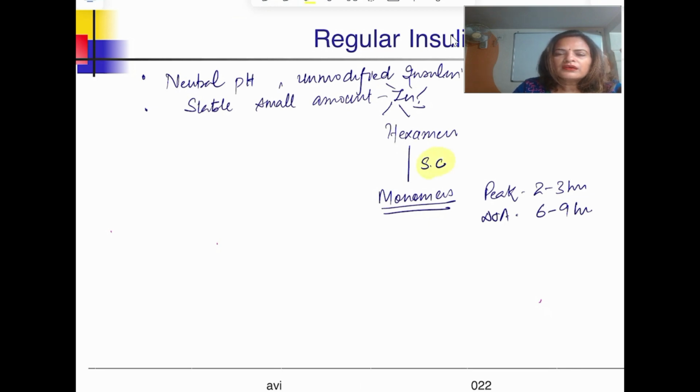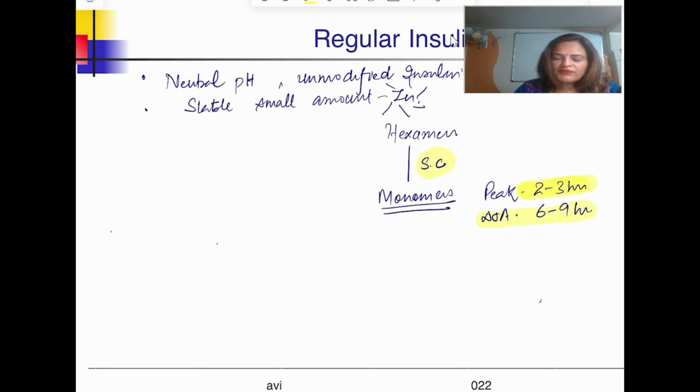Now what is the main disadvantage with this? The peak comes at 2 to 3 hours, so there is a mismatch between when insulin is required and its availability. That means if you are using regular insulin, the person has to take it 1 hour before the meal. Second, the duration of action is also short, so it does not cover the basal insulin requirement in the interdigestive period. These are the two shortcomings of regular insulin.